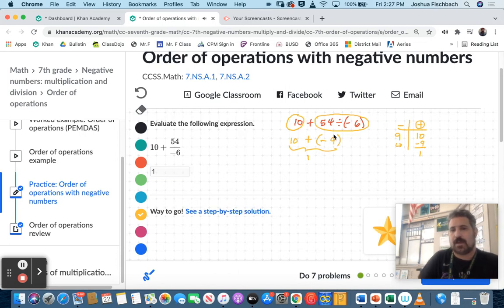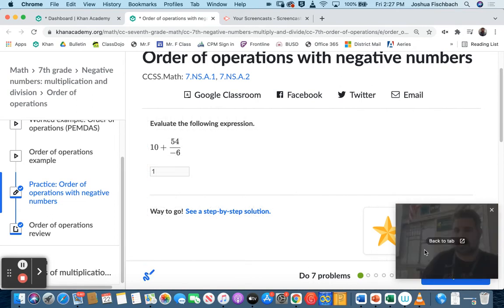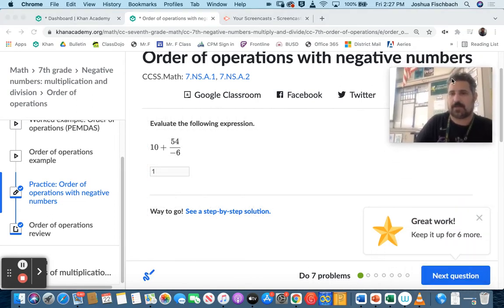Now, if it helped you to write it out this way, that's great. If you didn't want to write it out that way, you could have just worked with the fraction and realized that the fraction is division, so you're going to do the division before you do the addition. 54 divided by negative 6 is negative 9, and then 10 plus negative 9 is positive 1. Okay, let's go to the next problem and see where we end up after that one.